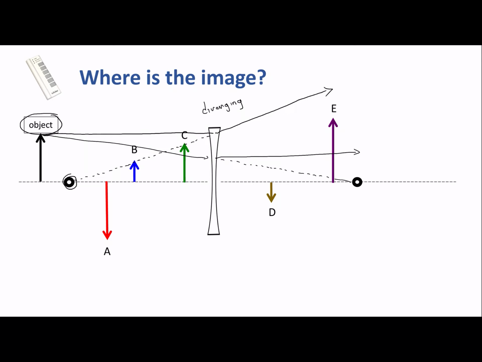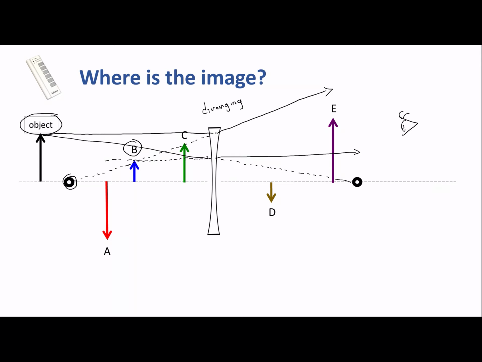So these are two mirror images of each other, these two rays. And if I'm over here looking at all of this, my eye's going to backtrack this second ray. It's going to look like it came from this direction. So already we can see B is the correct answer.